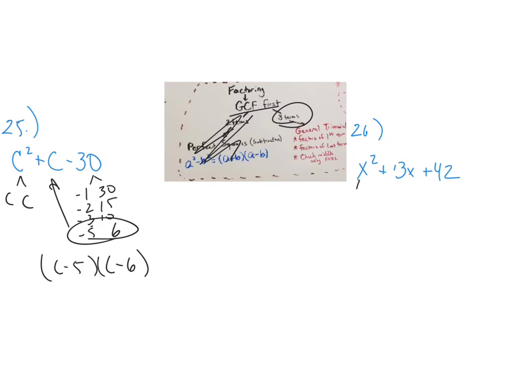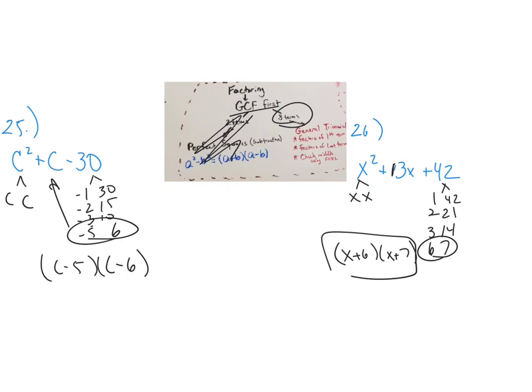Very similar for 26. How do I get x squared? X and x. How do I get 42? 1 and 42, not going to help because that adds up to be 43. 2 and 21, nope. 3 and 14, nope. 6 and 7, that adds up to be 13. So your best answer for 26 is x plus 6, x plus 7. And that's it.